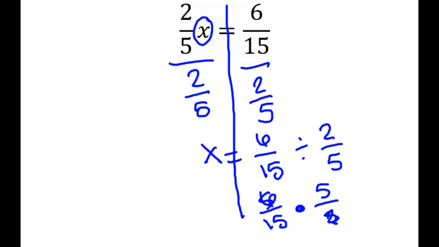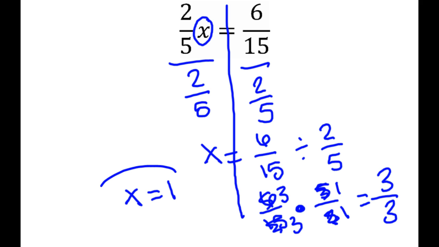2 goes into 6 3 times, so 6 becomes 3, 2 becomes 1. 5 goes into 15 3 times as well, so that becomes a 3 and this becomes a 1. Then I multiply straight across. 3 times 1 is 3. 3 times 1 is 3. 3 divided by 3 is 1, so x equals 1. I circle it, and that's my answer.